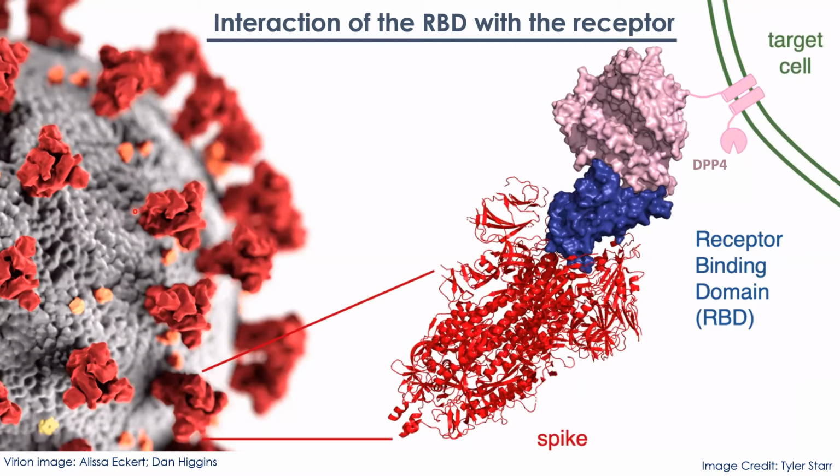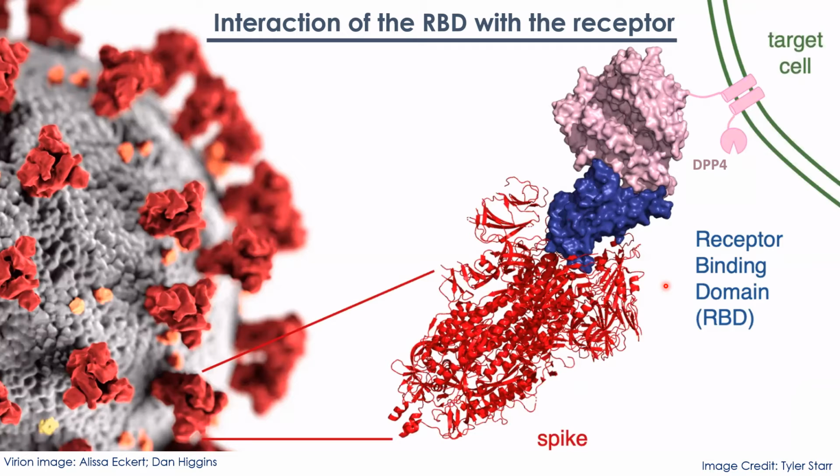So, this is the virus surface where these red proteins are the spike proteins, and the spike interacts with the host cell receptor specifically through the receptor binding domain or the RBD. For MERS-CoV, the host cell receptor is DPP4. For SARS-CoV or SARS-CoV-2, it is ACE2. And for all coronaviruses, whether it is MERS-CoV or SARS-CoV or SARS-CoV-2, the receptor binding domain of the spike protein is the domain which interacts with the receptor.